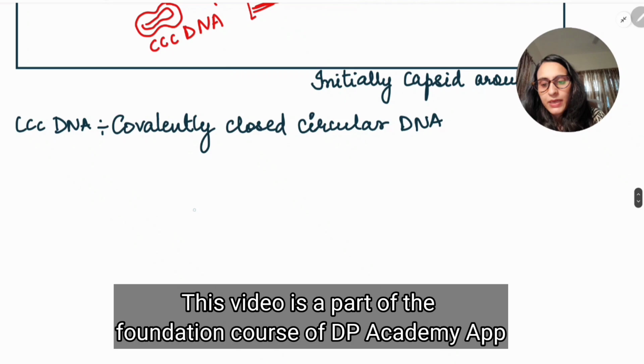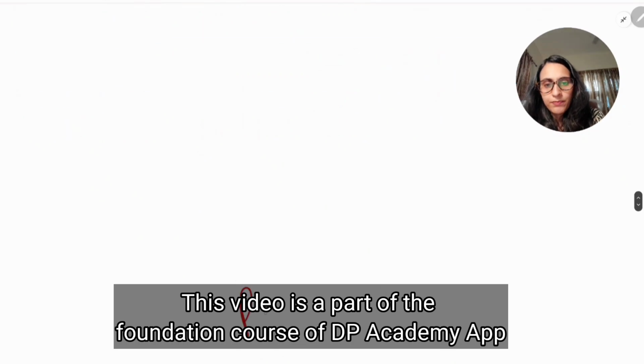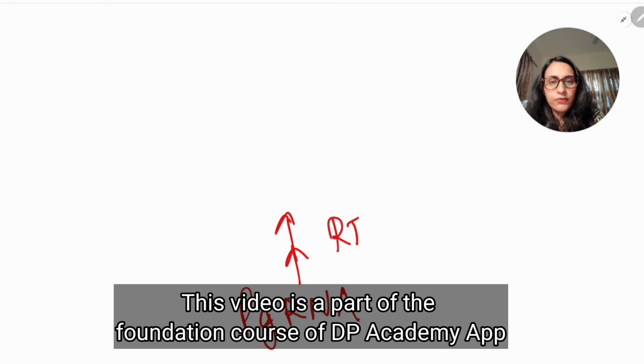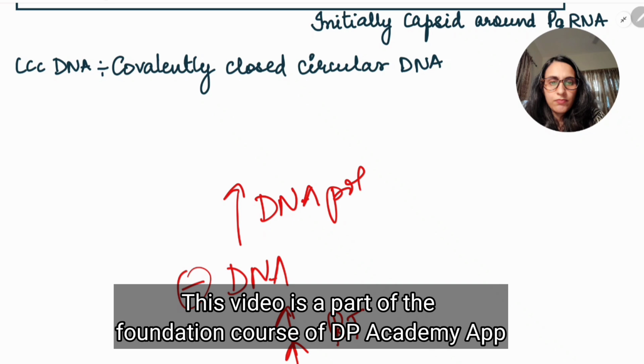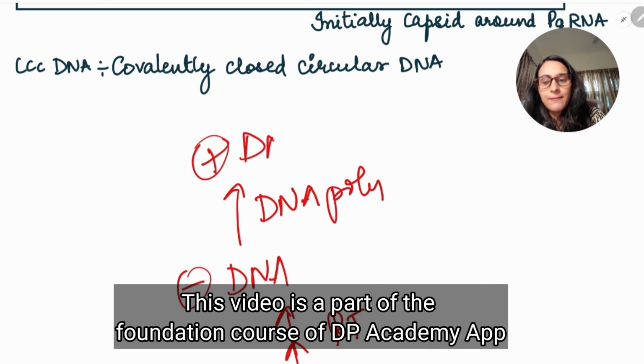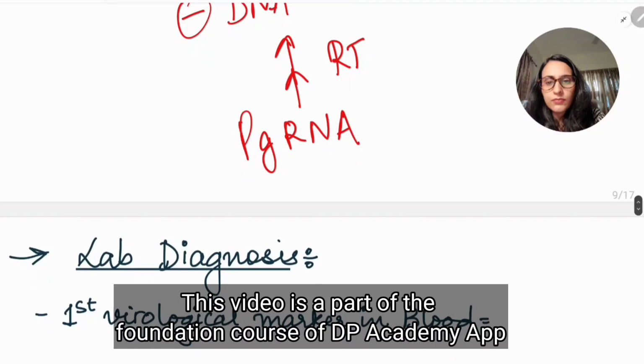So pre-genomic RNA is formed. Then with the help of reverse transcriptase, the minus strand of DNA is synthesized. Then with the help of DNA polymerase, the plus strand is synthesized. So the first strand that is synthesized is the minus strand.